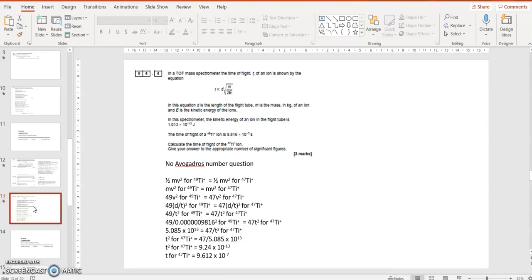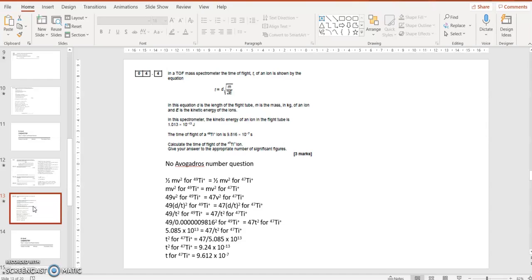So multiply both sides by 2. mv squared for 49 titanium is the same as mv squared for 47 titanium. Now what I could do is I put 49 and 47 in there. The mass should be the mass of one particle, not one mole, one particle in kilograms. So what I really should do is I should do 49 divided by Avogadro's number to get the mass of one particle, and then divide by 1,000 to get into kilograms. But I'd have to do the same to the other side, 47 divided by Avogadro's number divided by 1,000 to get it to be the mass of one particle in kilograms. So why bother? Because I'm doing the same on both sides, so I'm not going to bother.